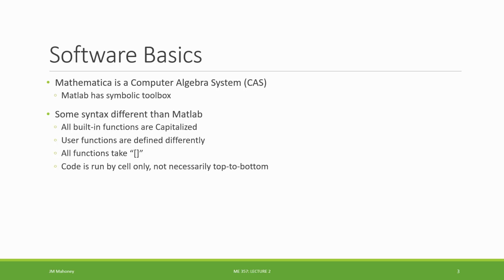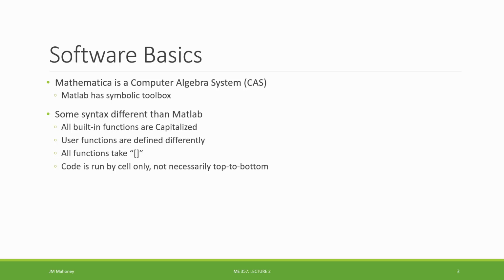In Mathematica, all the functions take the square brackets to open and close. So again, going back to the sine and cosine example, if you want the sine of pi over 2, you would do capital SIN open square bracket, and then the number in radians, pi over 2, and then the closed square bracket. Again, this differs from MATLAB where we use the round parentheses for all of our functions.